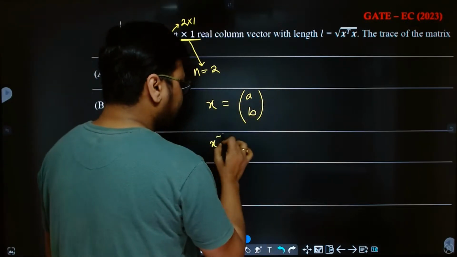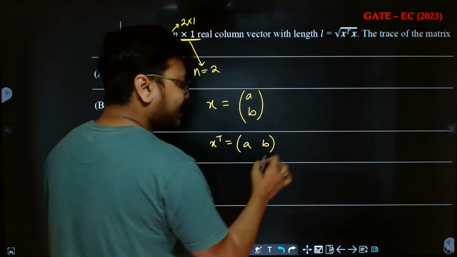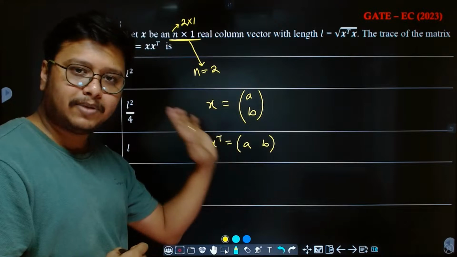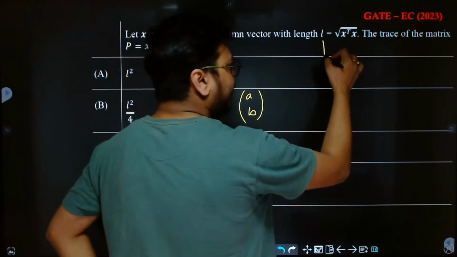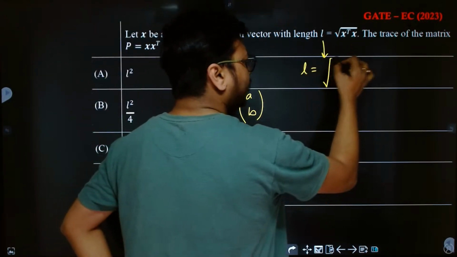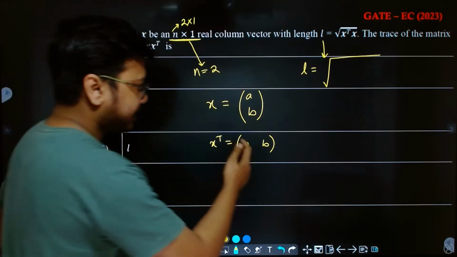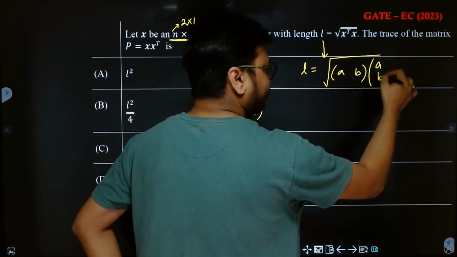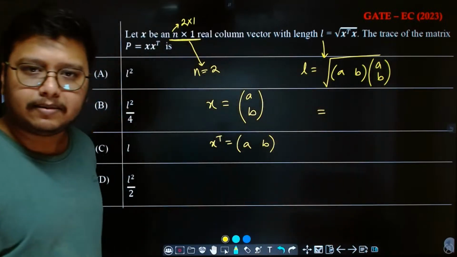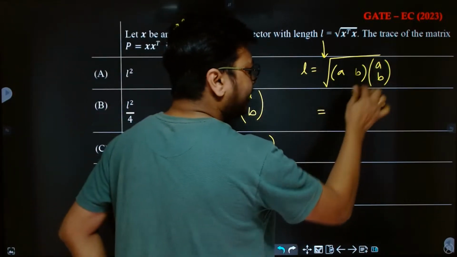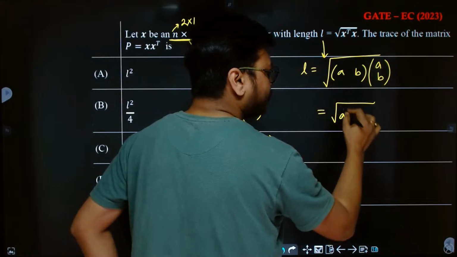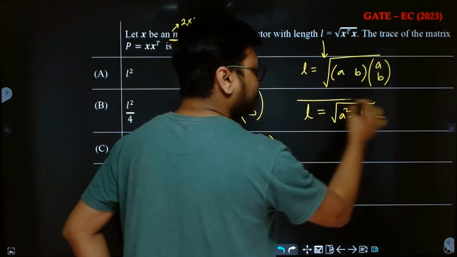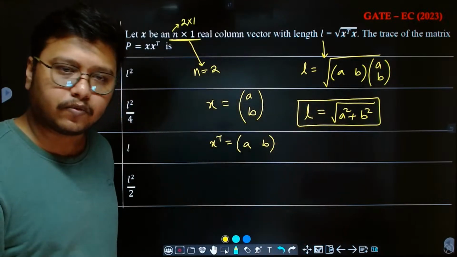So what will be X transpose? X transpose will be row-wise a, b, so just converting the column into a row. So let's find out the L value. L is root over X transpose into X. X transpose is row-wise a, b and X is column-wise a, b. If you do basic matrix multiplication, a into a is a square, plus b into b is b square. So your L is root over a square plus b square.